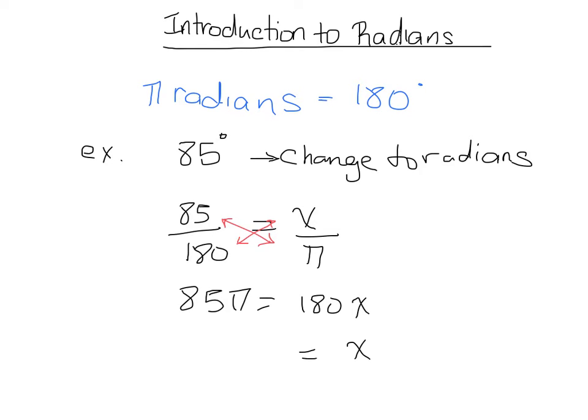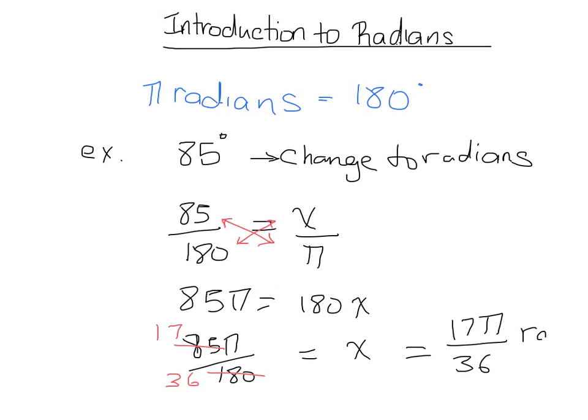So you get that x is 85 pi over 180. And then we can go ahead and reduce that. We can divide by the common factor. I think the biggest common factor here is probably 5. So when we divide the top by 5, we get 17, and we divide the bottom by 5, we get 36. So x is equal to 17 pi over 36 radians. So that's how you change from degrees into radians.